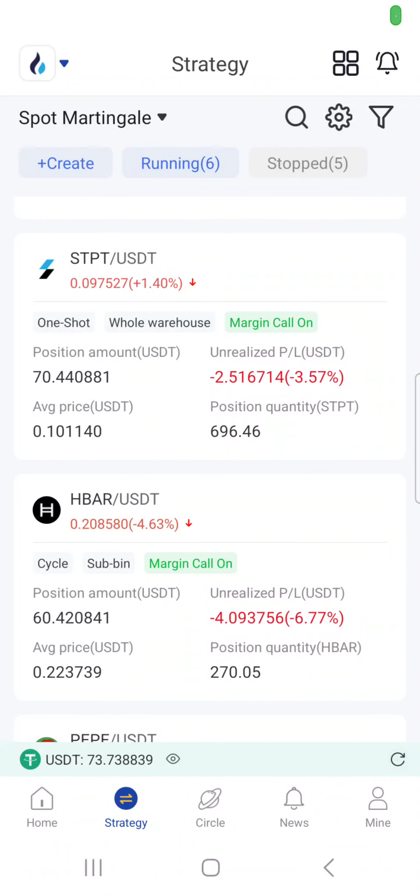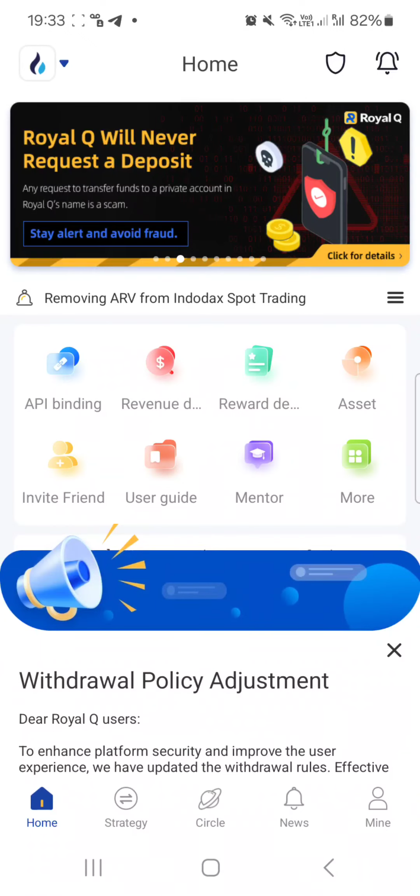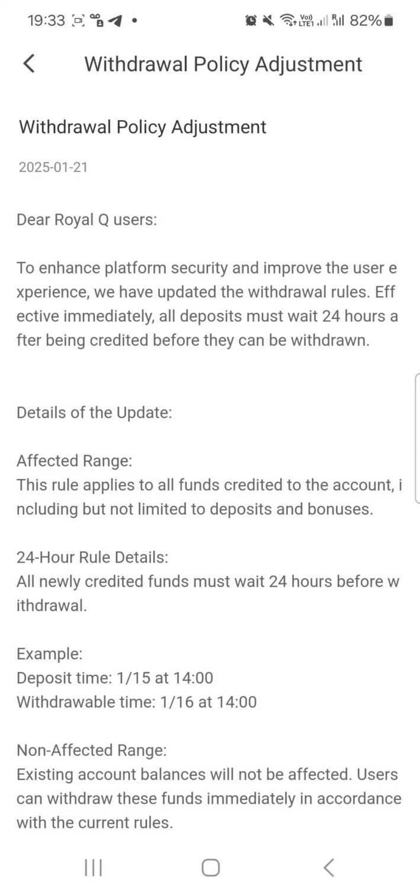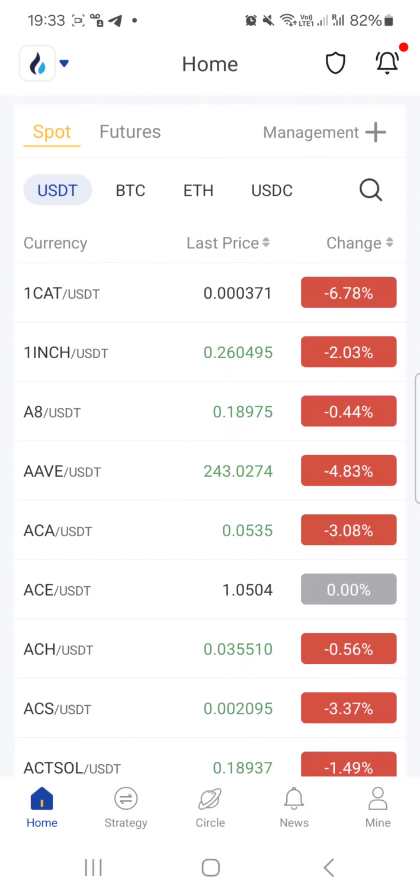Hi, this is how you go and start to set your strategy, your trades, right? So we're here. This is the home page for RioQ, as you can see.